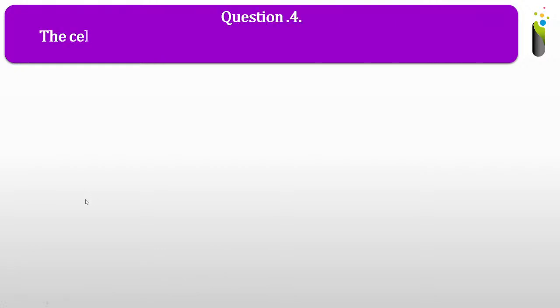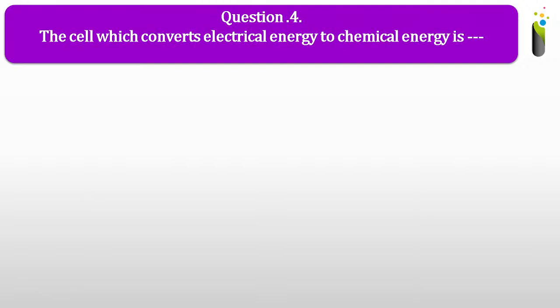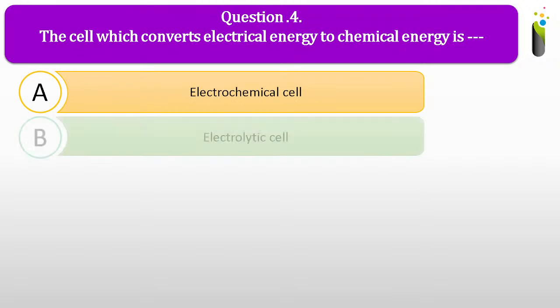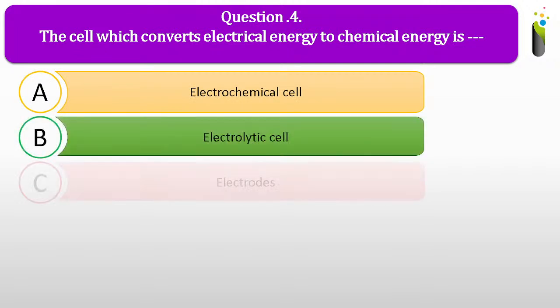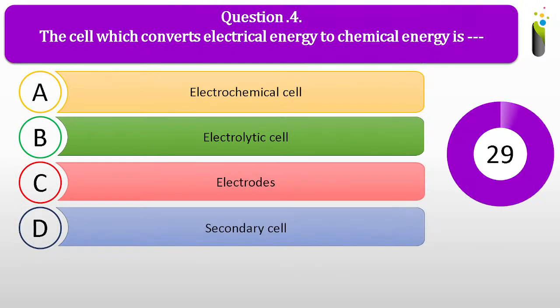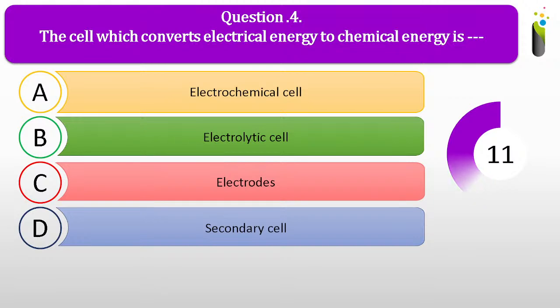Coming to the next question, number 4. The cell which converts electrical energy into chemical energy is called as dash. A. Electrochemical cell. B. Electrolytic cell. C. Electrodes. D. Secondary cell. So answer me for question number 4. The cell which converts electrical energy into chemical energy is dash.